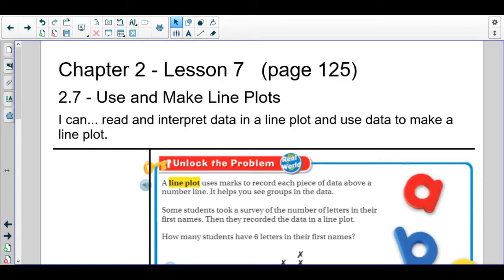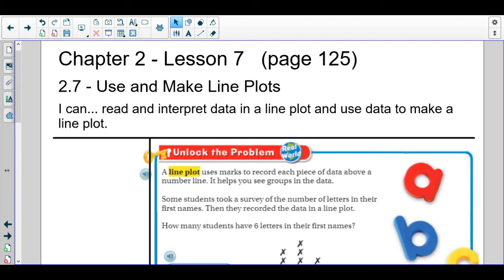Okay, continuing on with chapter 2. If you would be so kind, please, as to turn to page 125 in your volume 1 Go Math book. And there for lesson 7, we are going to be taking a look at using and making line plots. And so the I can statement, or our goal for this lesson, is to be able to read and interpret data in a number line and use data to make a line plot.